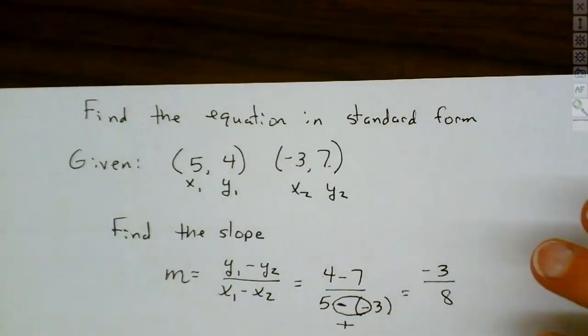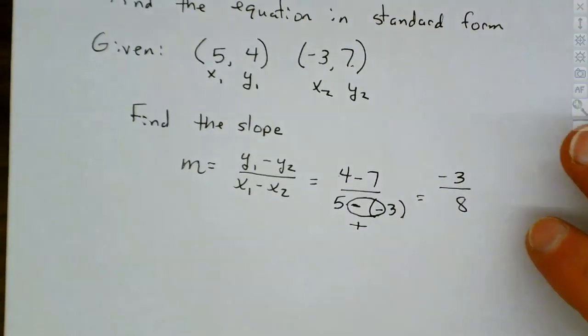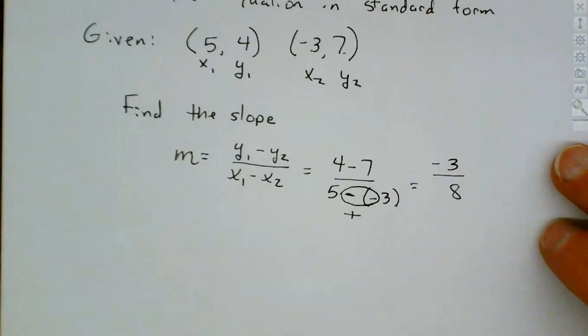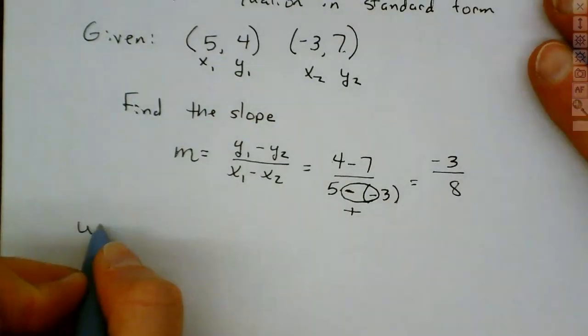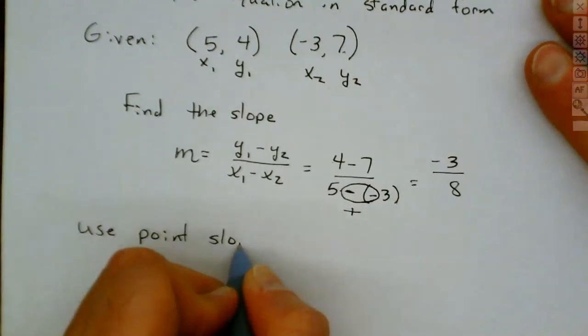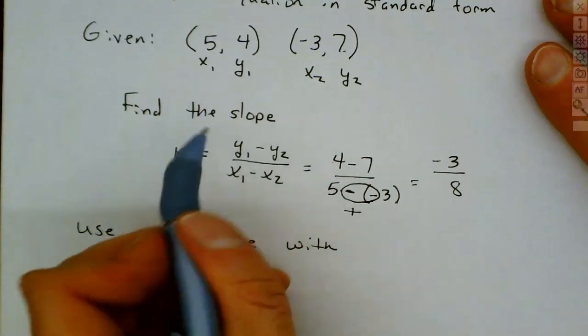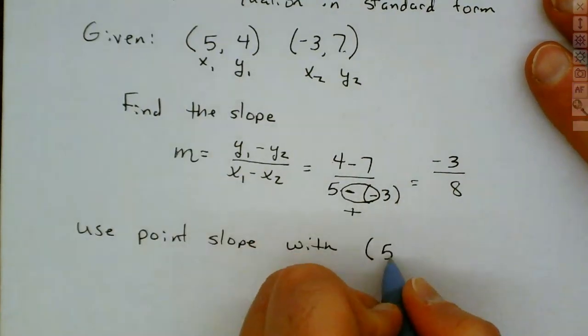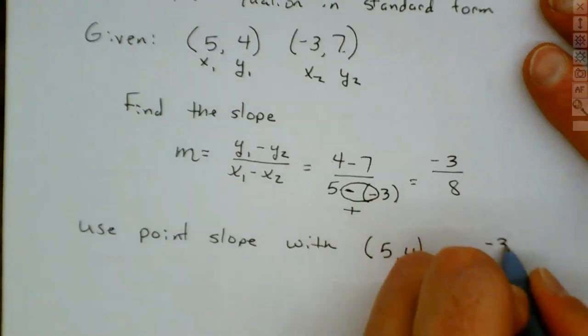Is everyone okay with that? So we found our slope. Now, once we have the slope, then what do we need to do? Once we have that slope, then we need to use point slope. And we're going to use the point slope with our first point, which is 5, 4, and the slope that we found, which is minus 3/8.